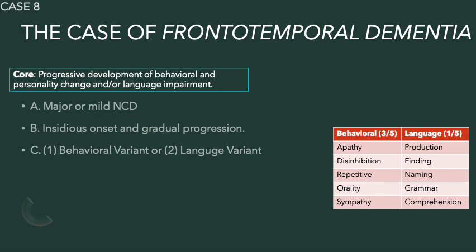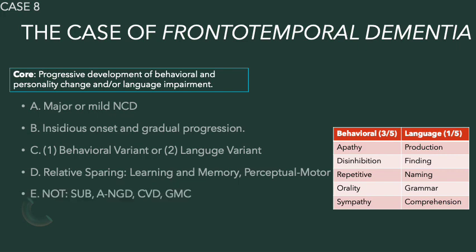And the language variant has 1 of the following 5: difficulties with language production, word finding, naming, grammar and syntax, or comprehension. Individuals have relative sparing of learning and memory, as well as perceptual motor cognitive domains. It is not due to substance, another neurodegenerative disorder, cerebrovascular disease, or another medical condition.